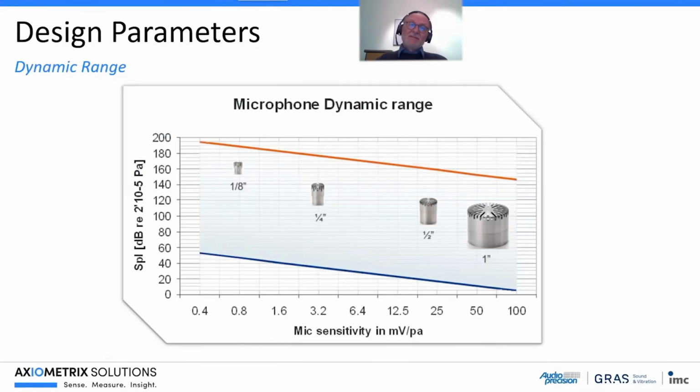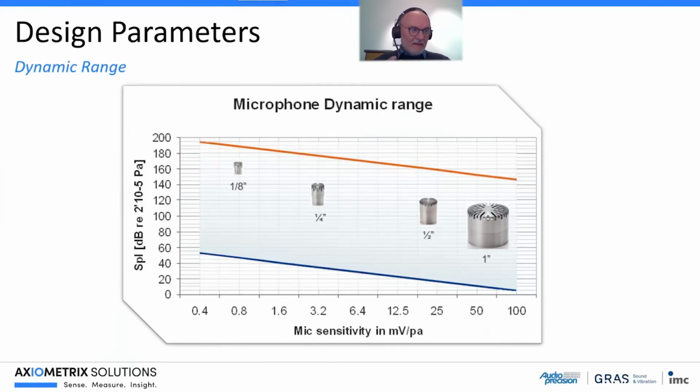Dynamic range. When we are talking about dynamic range, we are talking about an upper dynamic range. This is the red line we have here, the maximum sound pressure level we can measure with the microphone, and the blue one is the lower limit of dynamic range, also called inherent noise or self noise of the microphone. And again, depending on the size of the microphone, this range will change.